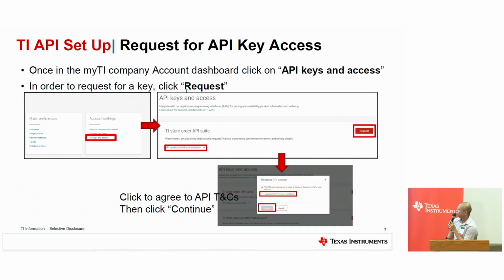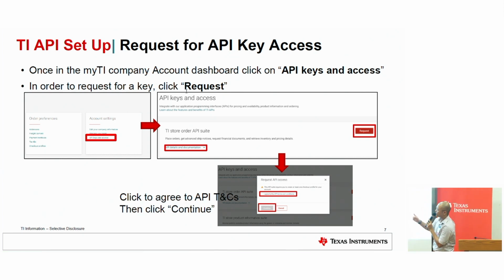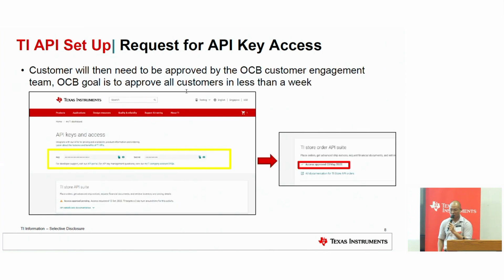Once you have applied for your company account, go to the dashboard. Under account settings, there's API key access, and over here, just request for it. When you request an API key, our API team will review it to make sure that you are genuine customers, and then we will approve your API key application.